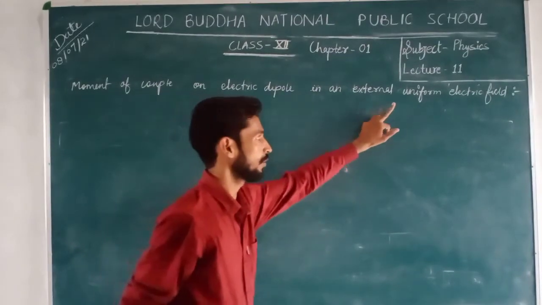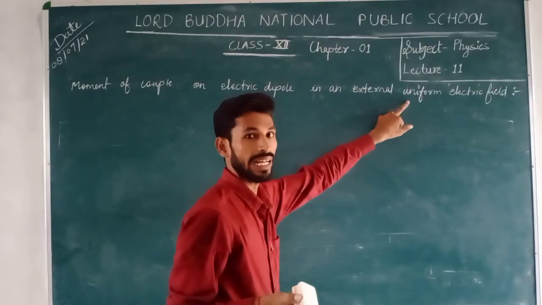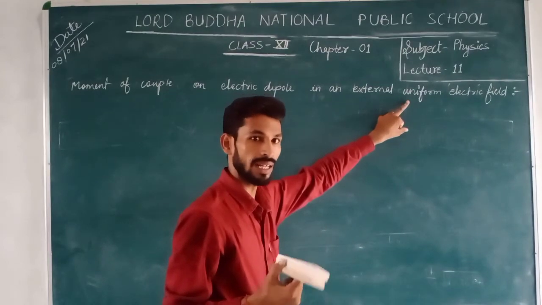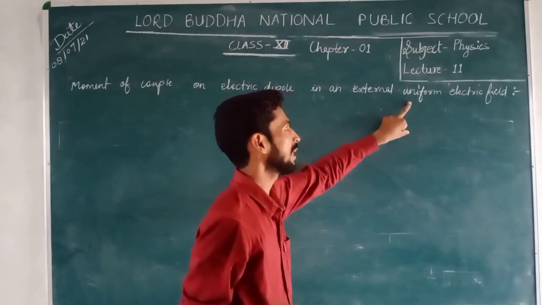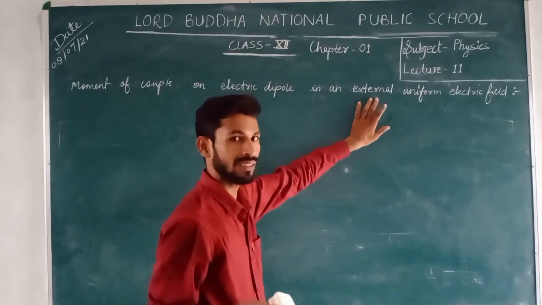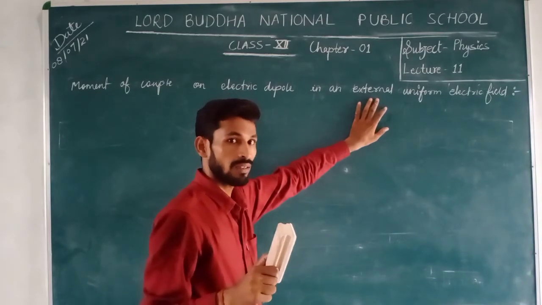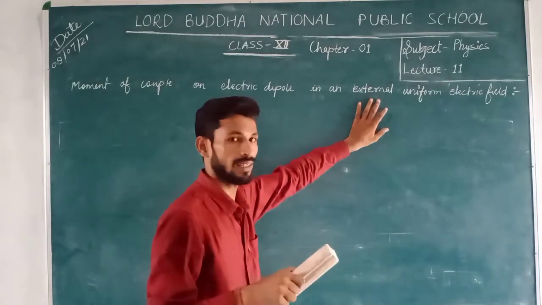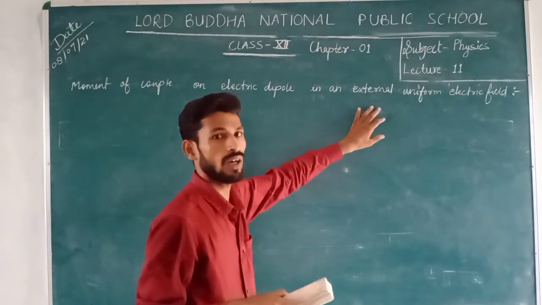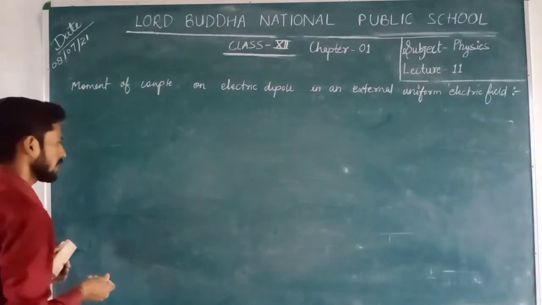Uniform electric field means the electric lines of force will be separated at equal distances. So that field will be a uniform electric field. External means this field is not individually for the electric dipole. That's not. This is an external electric field that is also created by an external factor. So we are going to discuss.